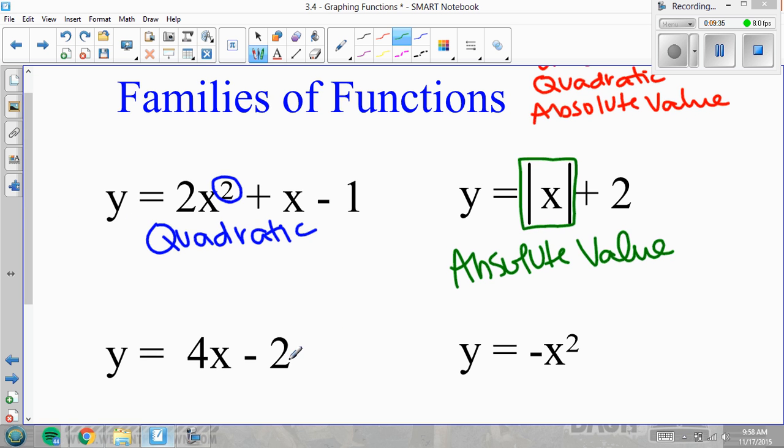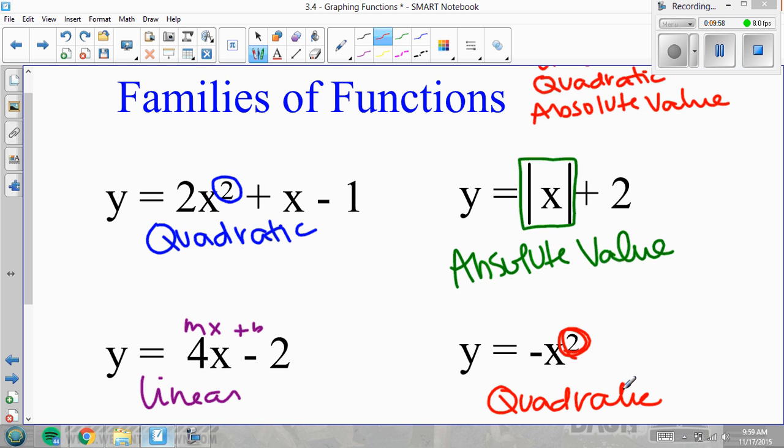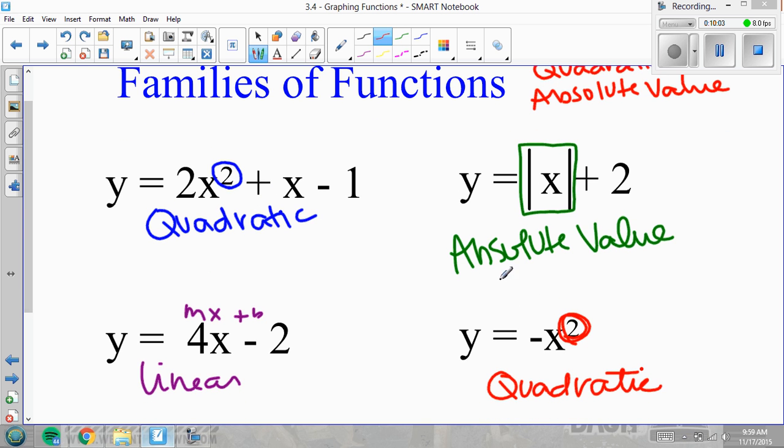And if we look at the bottom 2, we have 4x minus 2. Okay, so it resembles mx plus b, so we know this has to be linear. And my last one, again, we notice right away we have a squared, so this has to be quadratic. So again, you're just looking at how to classify your family functions by what's in your equation. So if you have absolute value bars, you know that's absolute value. If you have an exponent of 2, that is quadratic. And if you just have an x, you know that is linear.